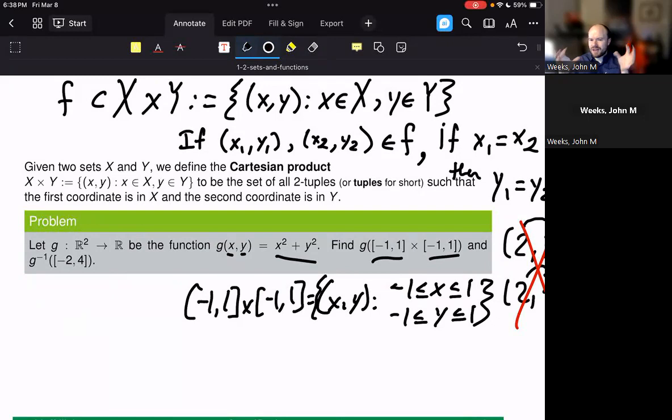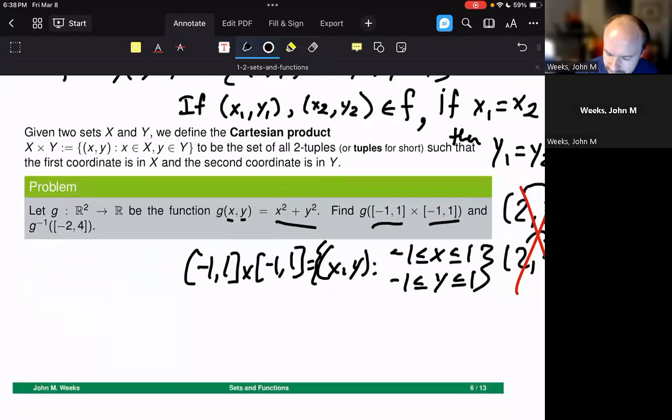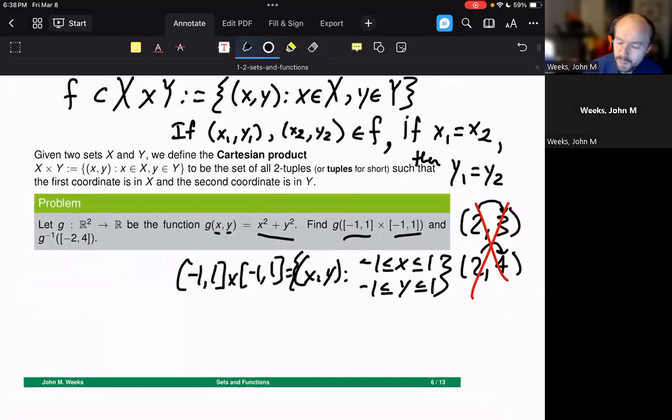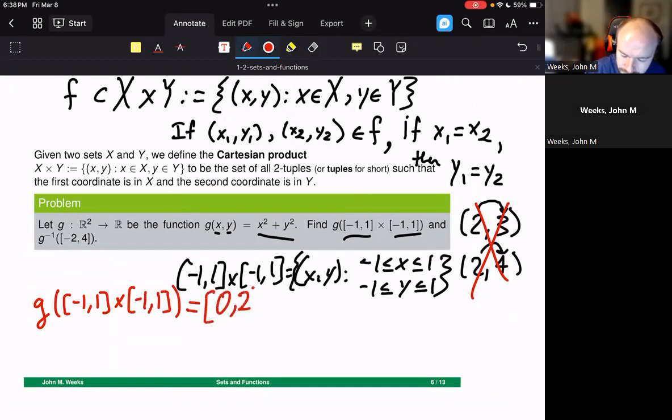And now we're asked to find g of this set. Well, if we know that x is in between -1 and 1 and y is in between -1 and 1, what is the biggest that this set could go toward? G of this set. We want to claim that it is what we think it is, which is the set 0 to 2. And how would we do this? So how would we say that this is what this set is equal to?